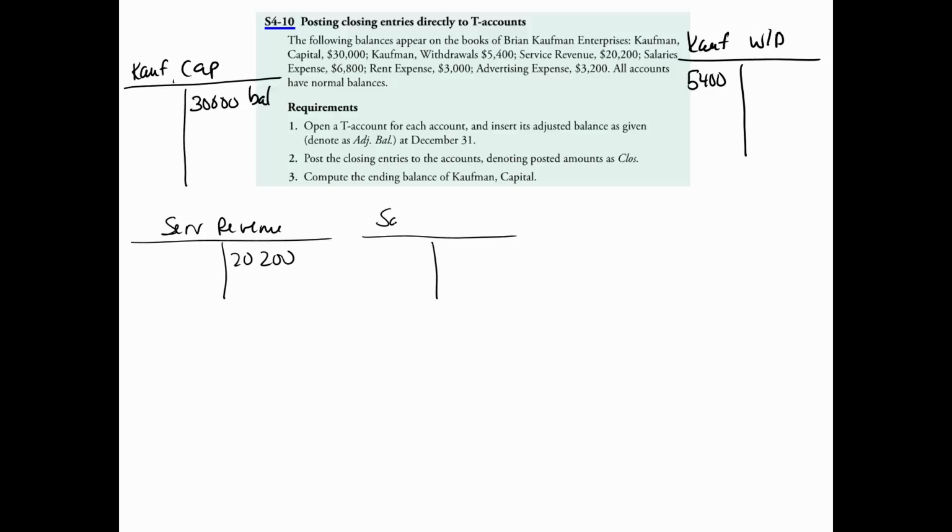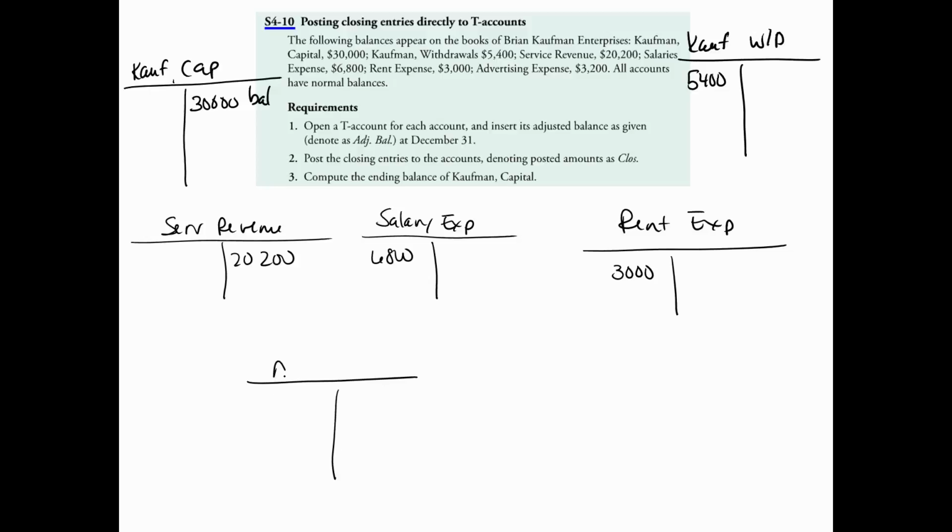So I've got salary expense, and expenses all have debit balances, so that's $6,800, and then we have rent expense, which is $3,000, and that's on the debit side. And then we've got our advertising expense. I think these are the same ones we did in the last one. $3,200. And then we will also need an income summary account, which doesn't have anything in it yet, to do the closing entries.